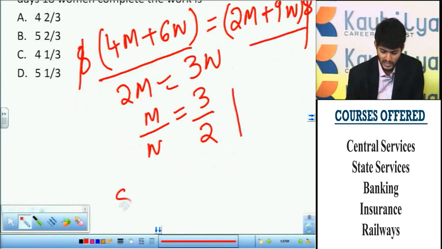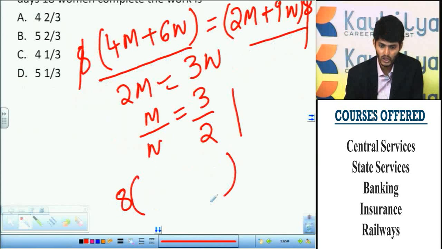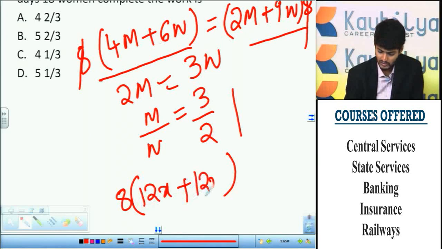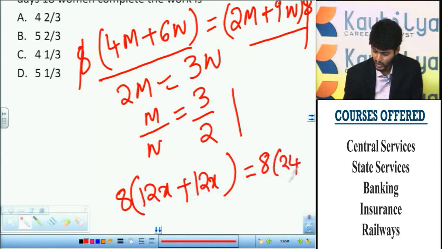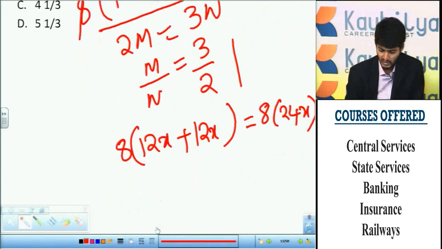LHS would be 8 into 6 men plus 4 women. So what is the ratio of men and women? 3:2. So you take men is equal to 3x and women is equal to 2x. So 4 into 3x would be 12x plus 6 into 2x would be 12x. So your total work that you have to do would be 8 into 24x. So either you can calculate the final value or keep it as it is for your reference.